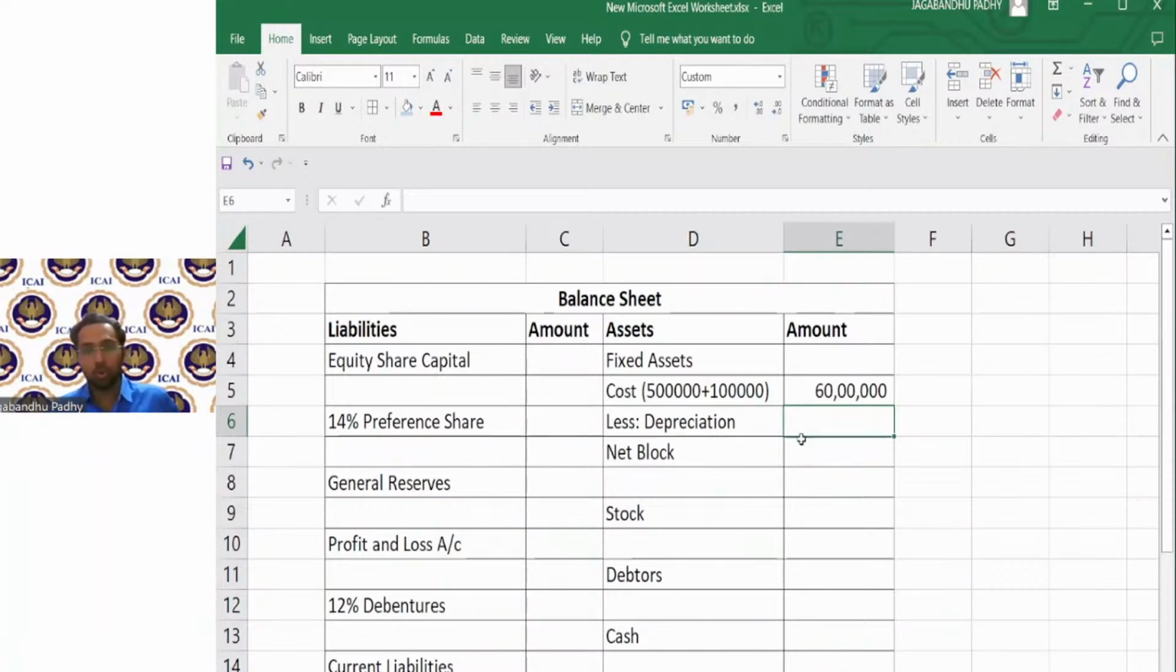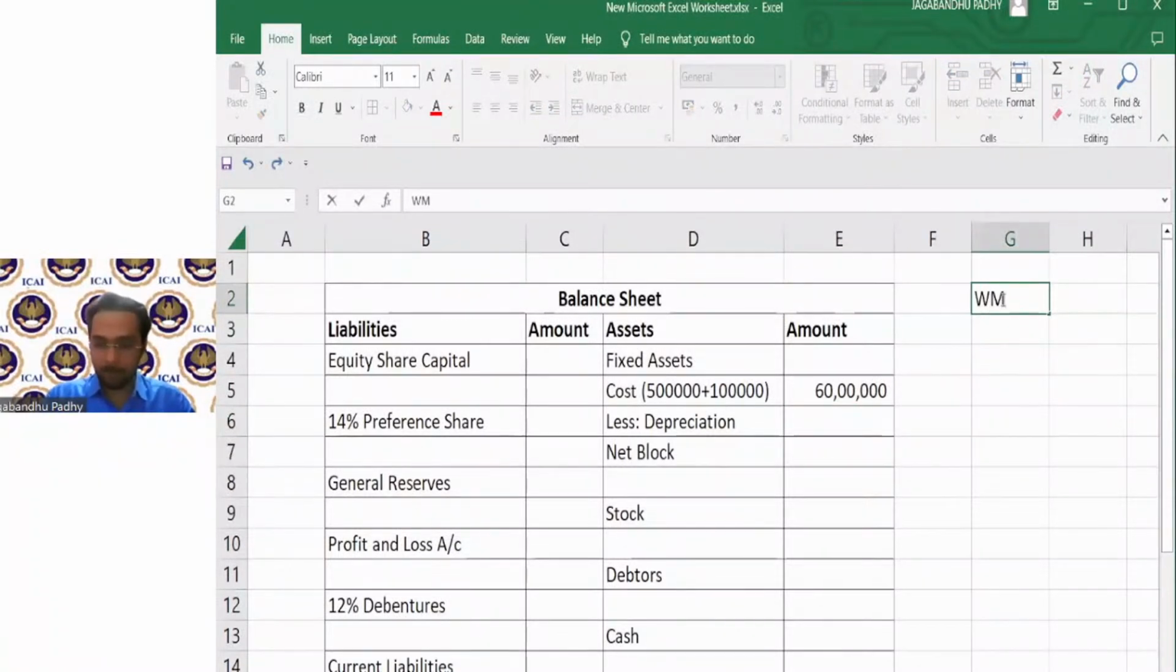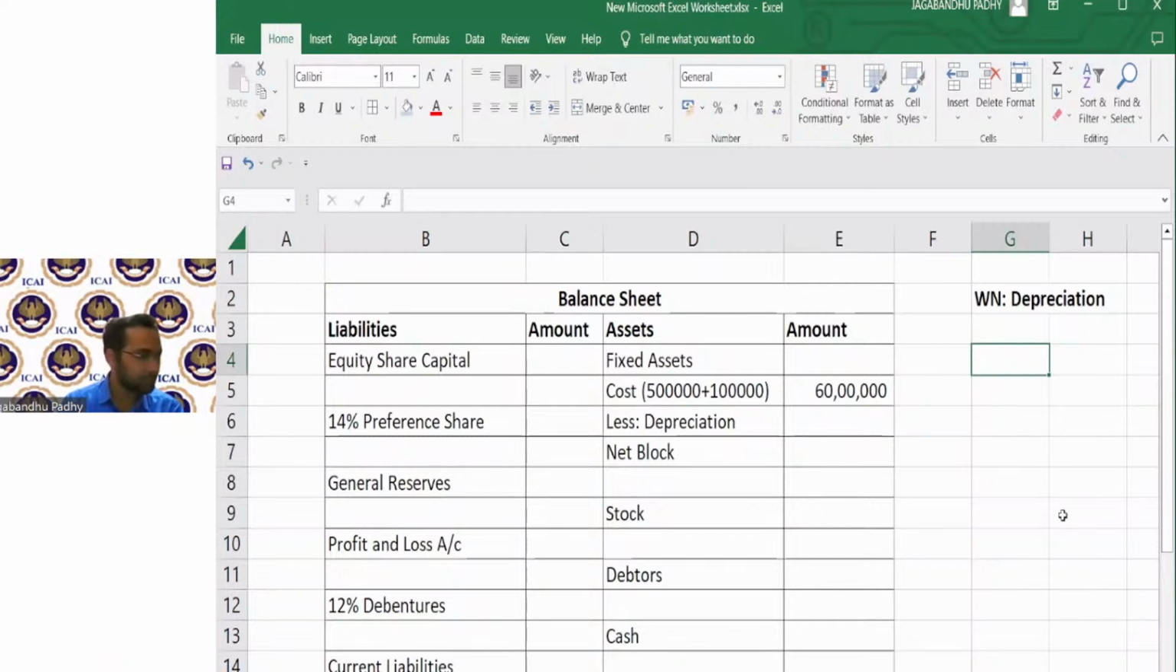Right. So let's just do a working note maybe over here. Working note for depreciation. So for depreciation, of course, the depreciation that it already has, the brought forward depreciation of 1 lakh 60,000 plus a current year depreciation.